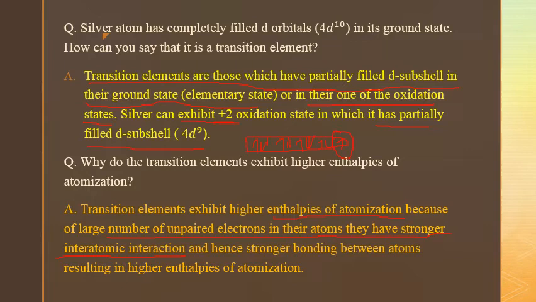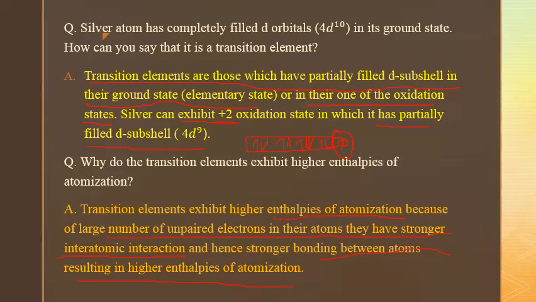It means the interaction when an atom is formed by the unpaired electrons, the interelectronic interactions will be higher. And as the interactions between the atoms are higher, we should require more amount of energy to break the molecule into its atoms. So that's why transition elements exhibit higher enthalpy of atomization, and hence the stronger bonding between the atoms also results in the higher enthalpies of atomization for the transition elements.